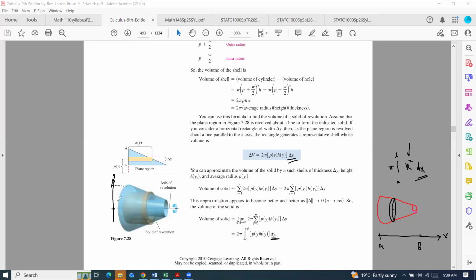So if your y is varying like in here from 0 to whatever number, they say from C to D. In general they put C and D, but usually if it's rotated about the axis, then we go 0 to, let's say, D. And with respect to y, so now what we do is we slice this with cylinders.